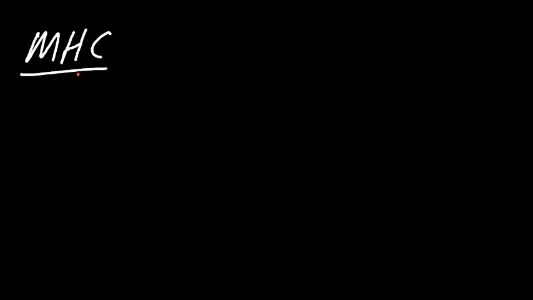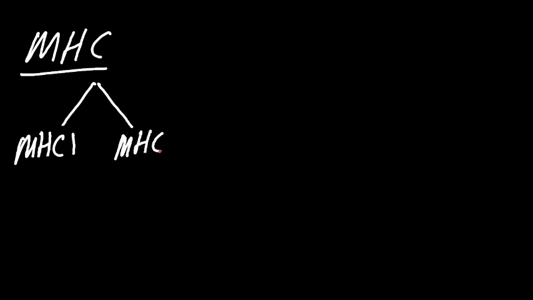And Major Histocompatibility Complex is going to be found on all cells or just on antigen presenting cells, based on what subtype it is. So based on our MHC, we've got MHC1 and you've got MHC2. This video is going to go over the very basics about each one, just so you get an idea of how it all fits together. So you've got MHC Class 1 and MHC Class 2.